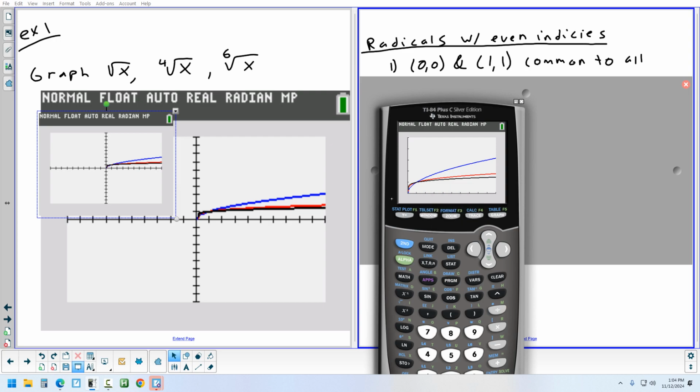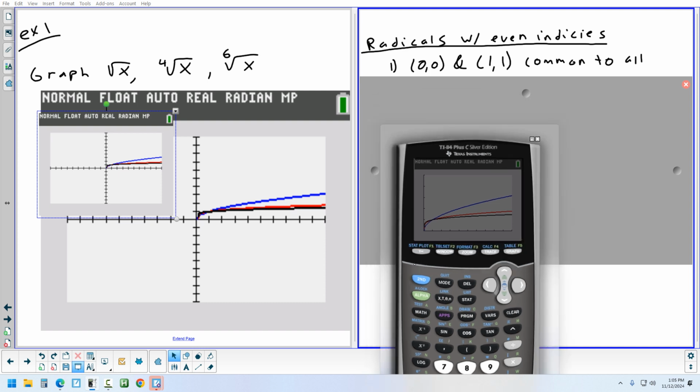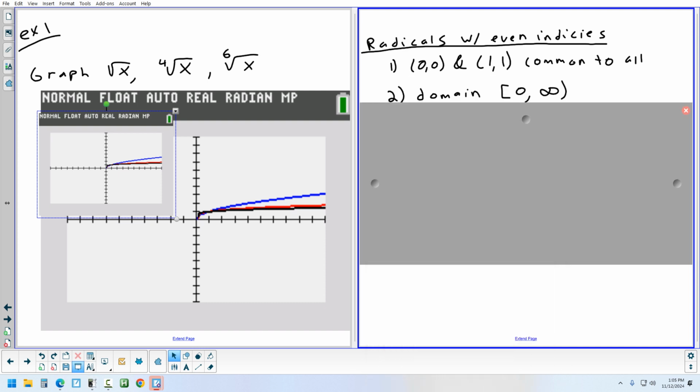How about the domain? Look at any one of those graphs. What's the lowest that those graphs went to? I mean, they start at 0, 0, so that's the lowest. So 0 is the lowest. And how far to the right do they go? Infinite. So that's the domain. 0 to infinity. Yep. And it does reach 0.